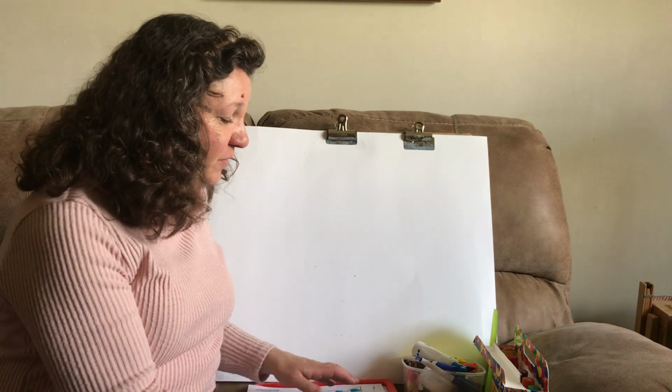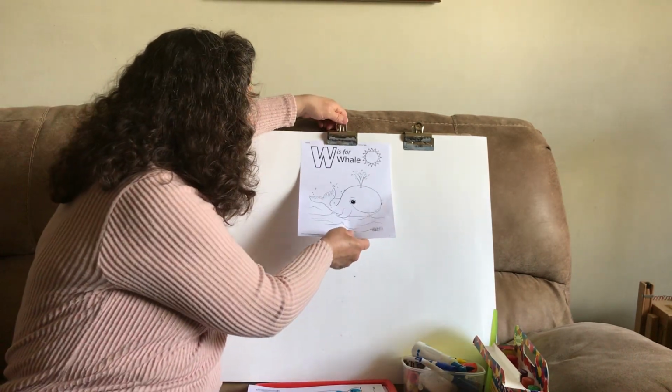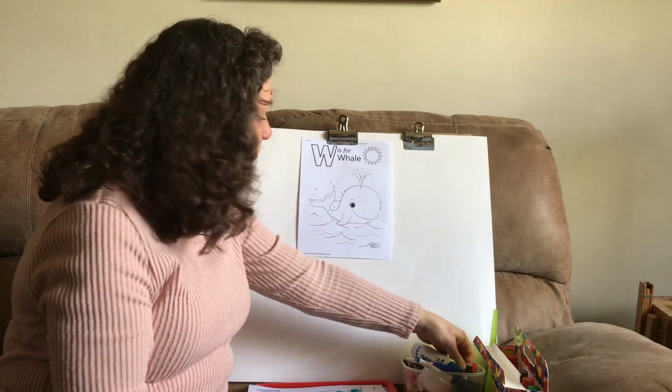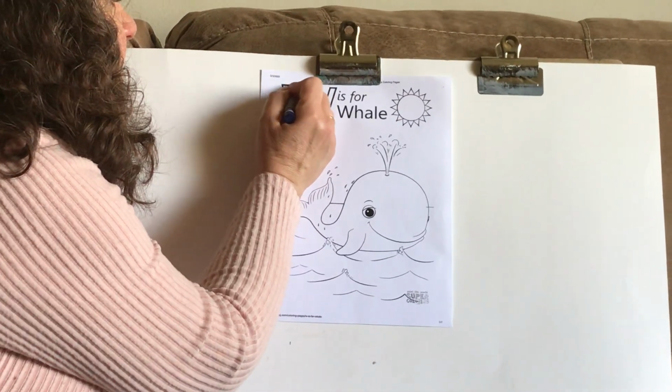Now, what we're going to do is we have this picture of a whale. Okay, it says W is for whale. And what we're going to do is we're going to color this in. Okay, remember that's the letter W. So we'll color our W.